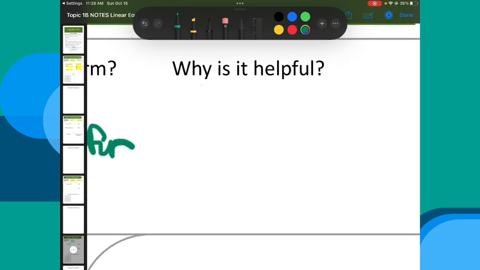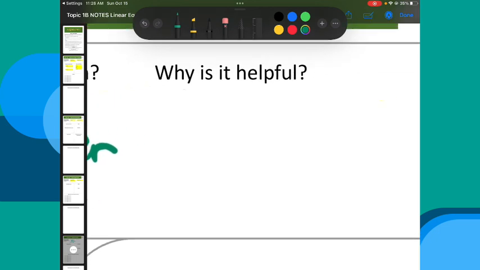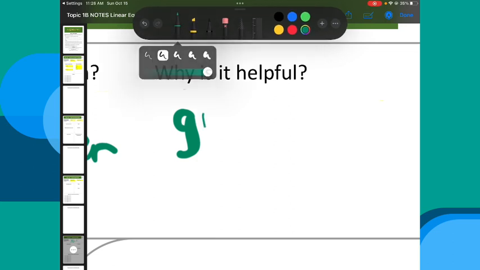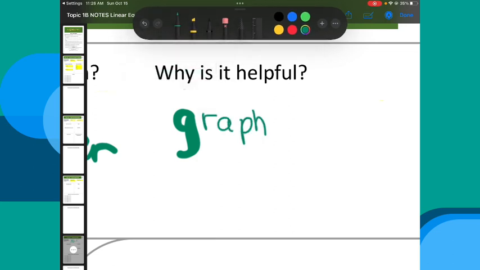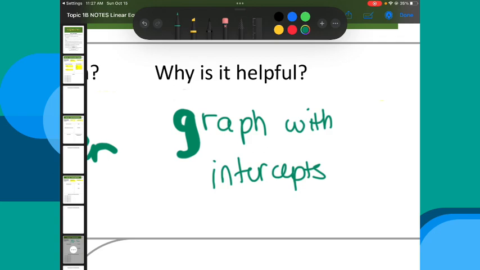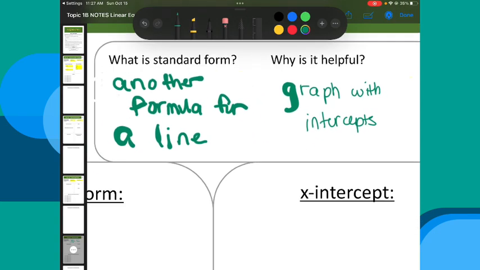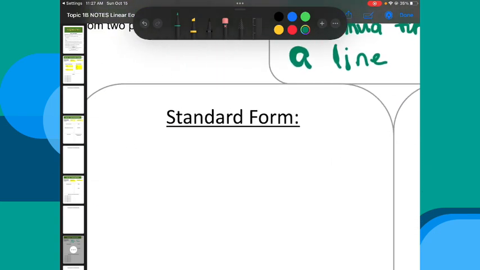Standard form is helpful. It does not contain slope within the formula, but it does allow us to graph with intercepts. So with this form, we can graph with intercepts, which can be just as helpful. All right, so standard form looks like this.